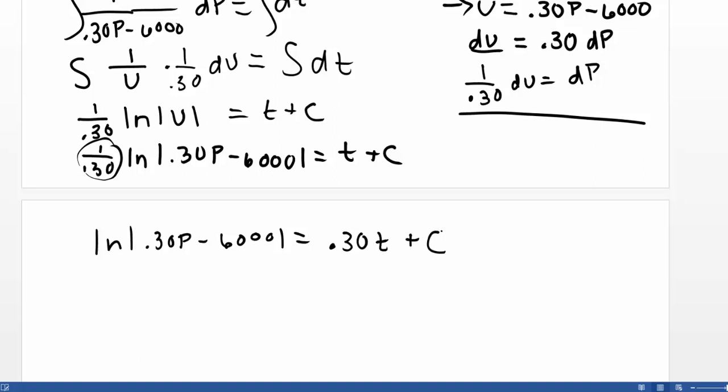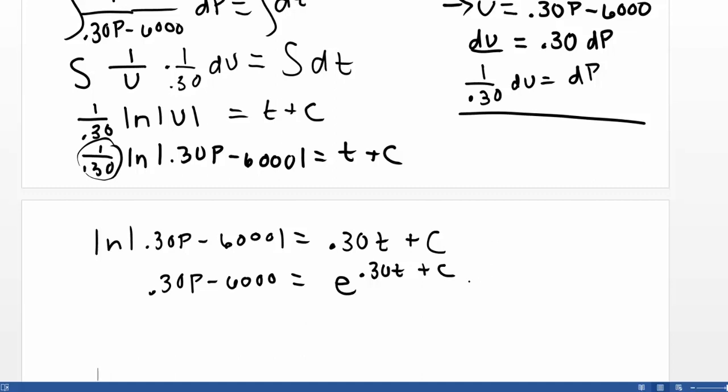0.30t plus c. Now you may be thinking, should it be 0.30 times c? Well, c just represents a generic constant. So c actually absorbs anything we do to it until we solve for it. So 0.30 times c is just another constant that we can call c. So now, in order to get rid of the natural log, I need to exponentiate both sides. So 0.30p minus 6,000 equals e to the 0.30t plus c.